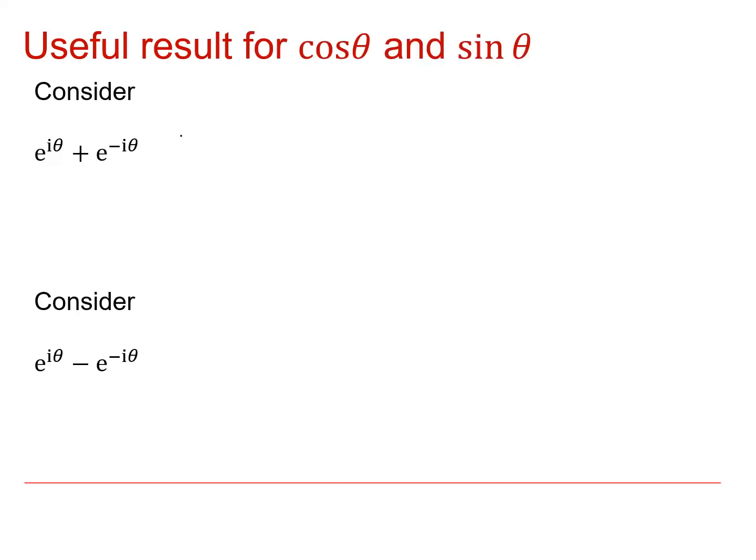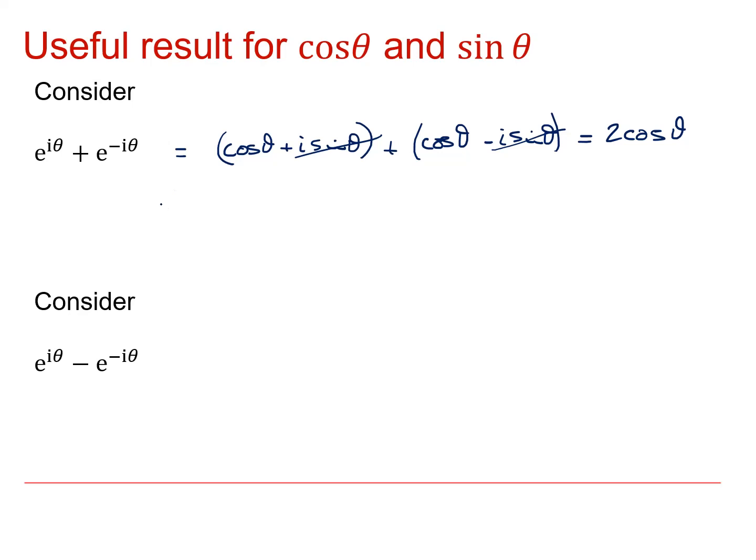Let's have a look at these two, and as a result we'll get some results for cos theta and sine theta. This is going to be cos theta plus i sine theta plus cos theta minus i sine theta. And so these two cancel out, leaving me with just 2 cos theta. Well, if 2 cos theta is equal to this, then cos theta is equal to e to the i theta plus e to the minus i theta all over 2. And this is very similar to the expression for cosh x, which is e to the x plus e to the minus x all over 2.